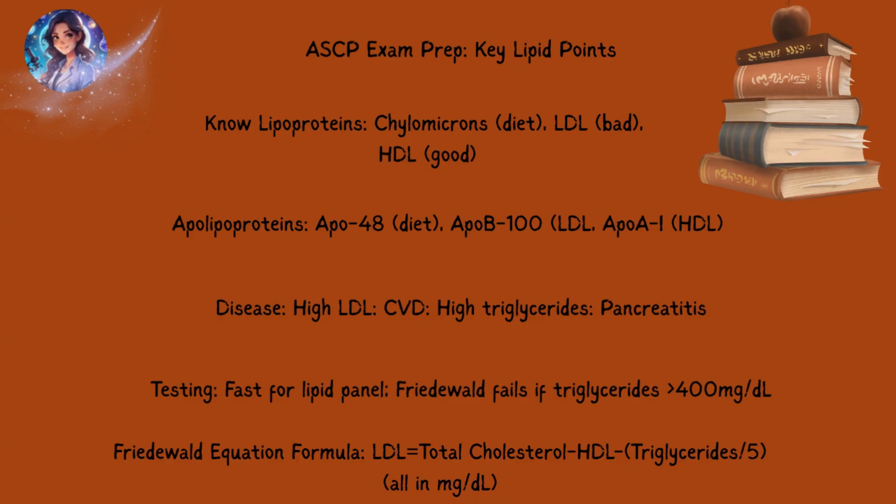Phospholipids, like lecithin, are amphipathic, forming cell membranes with their water-loving heads and water-hating tails. Cholesterol builds membranes and hormones, while ketones, acetoacetate, beta-hydroxybutyrate, and acetone are backup fuel in diabetes or fasting. And the ASCP wants you to nail their functions.